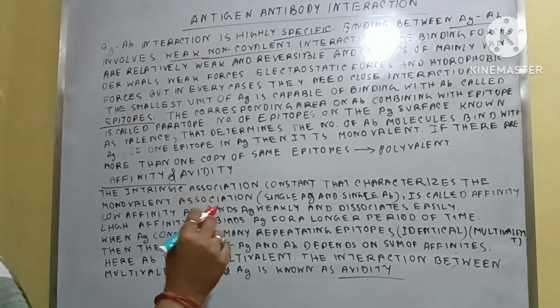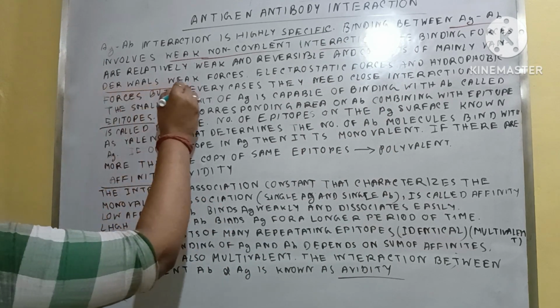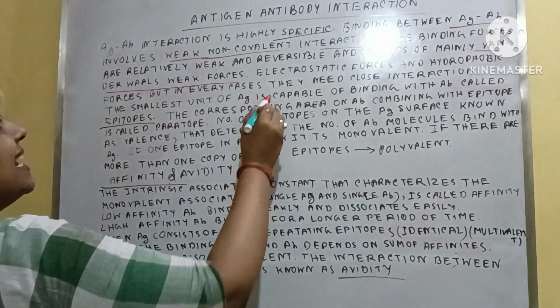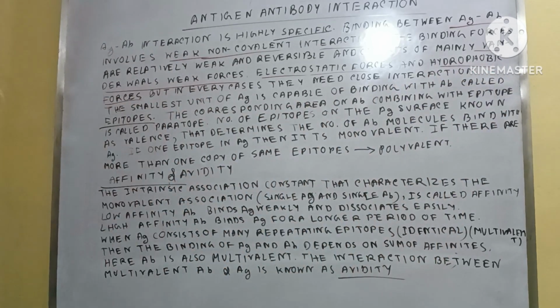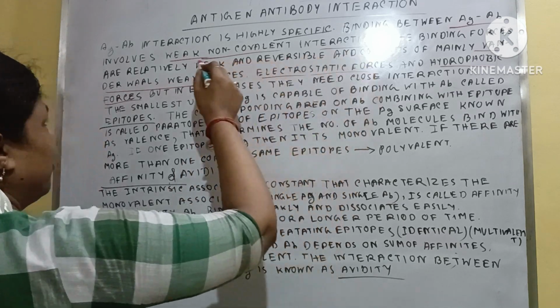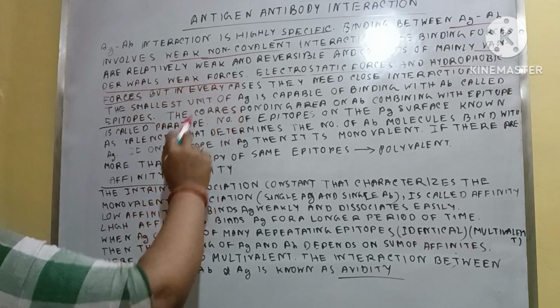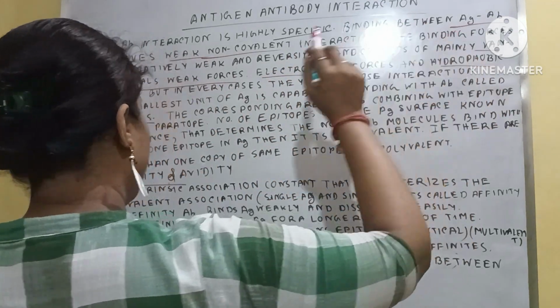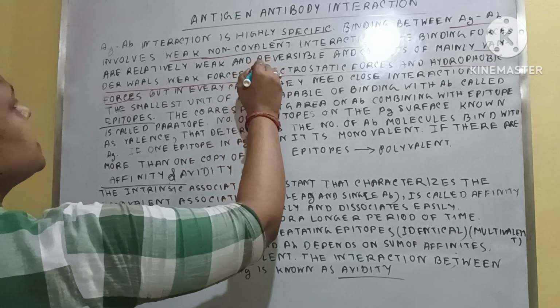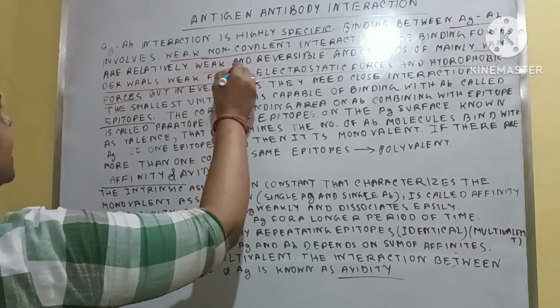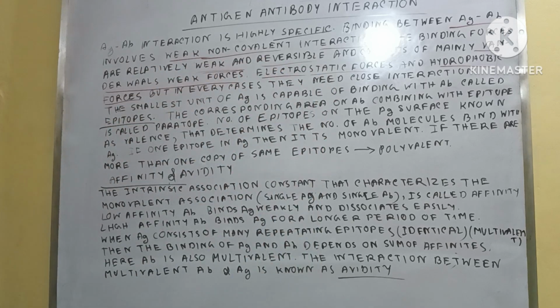possible by some forces. These are van der Waals weak forces, electrostatic forces, and hydrophobic forces. Okay, these three forces are generally possible. So this binding of Ag and Ab is possible by three types of forces. One is the van der Waals weak forces, electrostatic forces, and the hydrophobic forces, and obviously the binding is very reversible and weak. Generally Ag-Ab binding is weak and reversible.